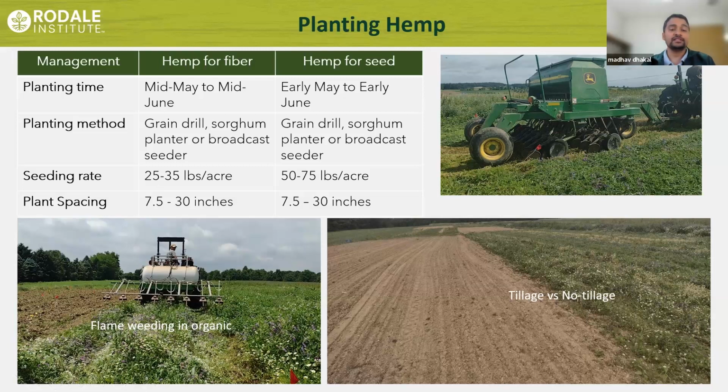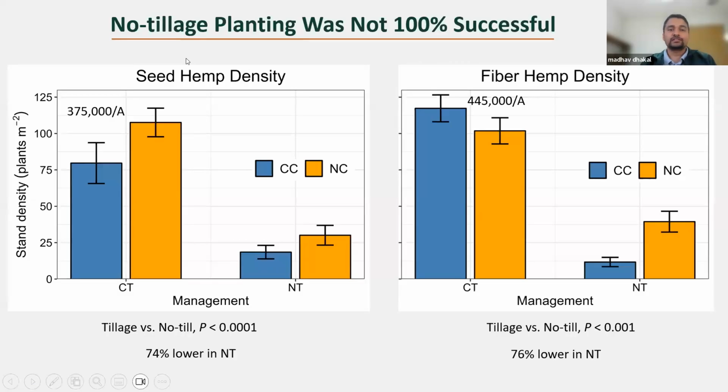The plant spacing depends. You can go with the narrow spacing or the wide spacing. We planted with 7.5 inch row spacing. It was perfectly fine. With that spacing, hemp was doing well with the conventional tillage system. Here's the no-tillage. Planting was not 100% successful when we tried because of the residue on the top.